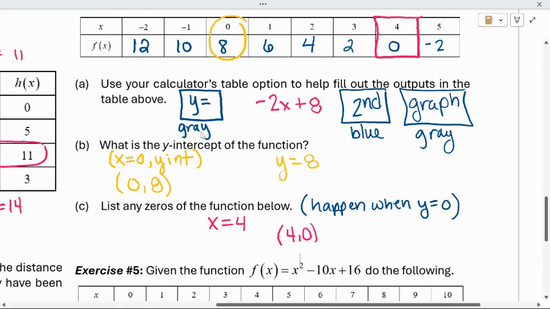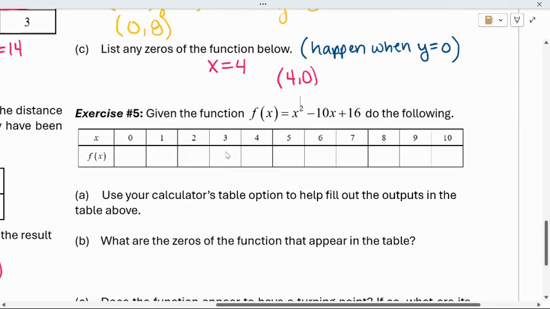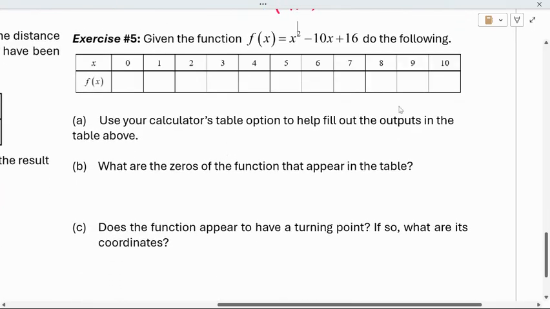Yes, ma'am. Y equals is the gray button. Those were your calculator buttons. Gray, blue, gray. Thanks, girl. Keep her straight over there. You let me know if we're ready to move on. Who needs more time?